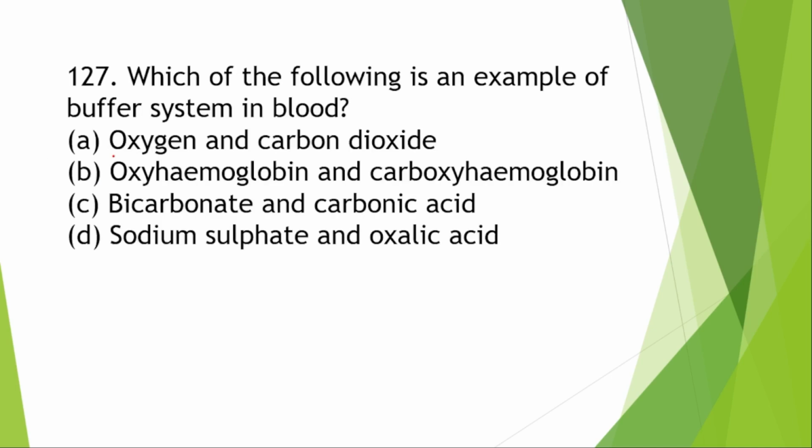127. Which of the following is an example of buffer system in the blood? A. Oxygen, carbon dioxide. B. Oxyhemoglobin and carboxyhemoglobin. C. Bicarbonate and carbonic acid. D. Sodium sulfate and oxalic acid. Here the right option is option C, bicarbonate and carbonic acid.